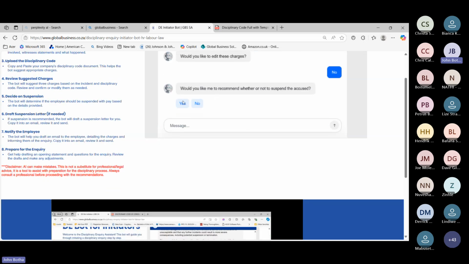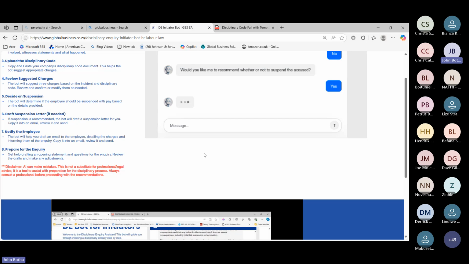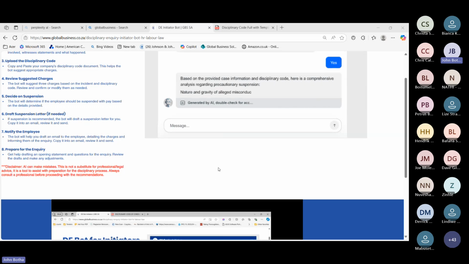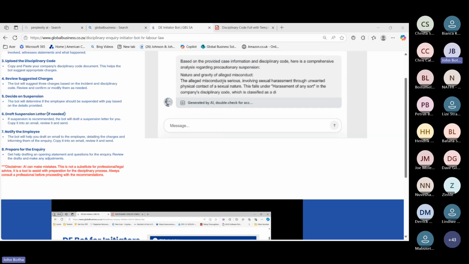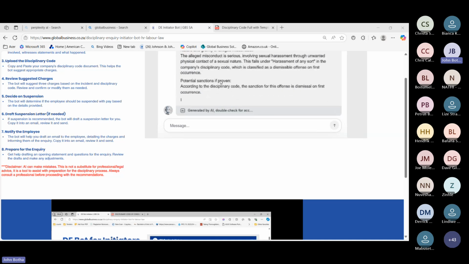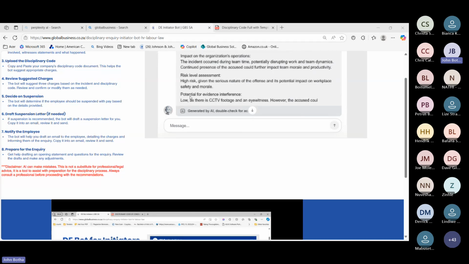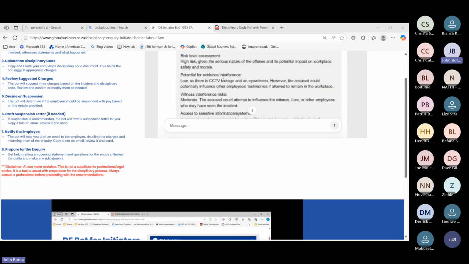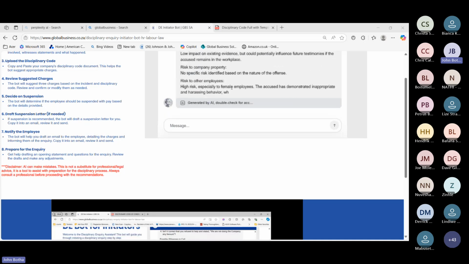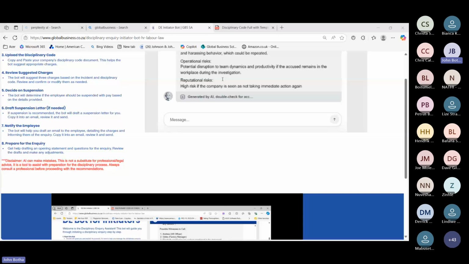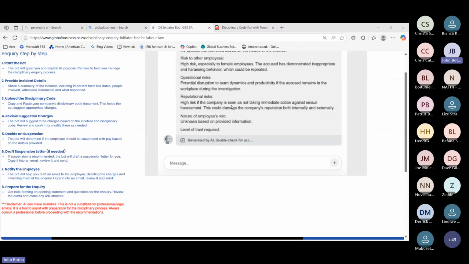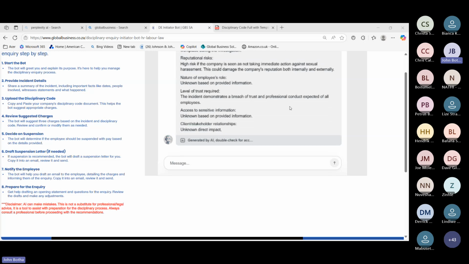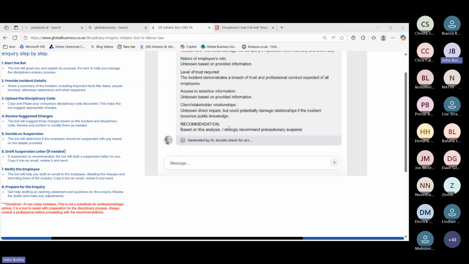Would you like me to recommend to suspend the accused? Let me ask the bot to recommend if John should be suspended given his conduct. Here it says, based on the information provided, we would look at the potential sanctions. The potential sanction is dismissal for the first offense. And then it says the risk level is high. And then effectively it uses potential for interference with evidence and the witnesses. And after looking at all of these factors, colleagues, it says it's a breach of trust and professional conduct, and our recommendation is based on the analysis.